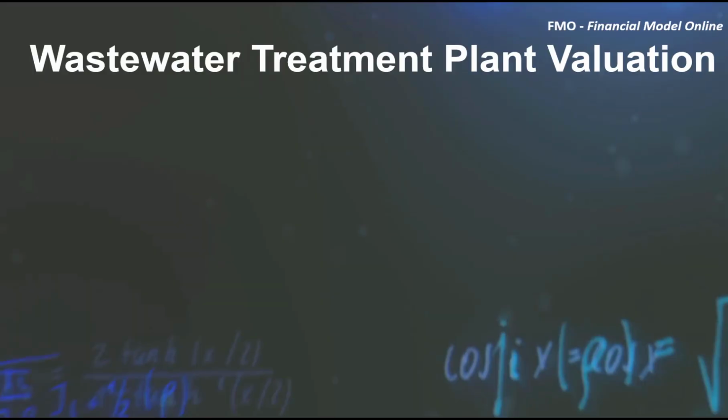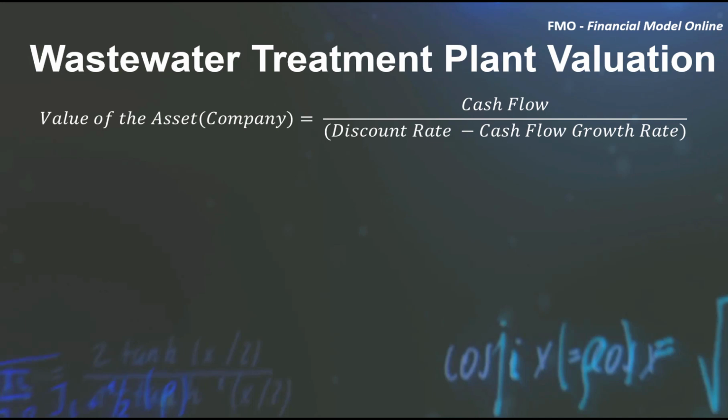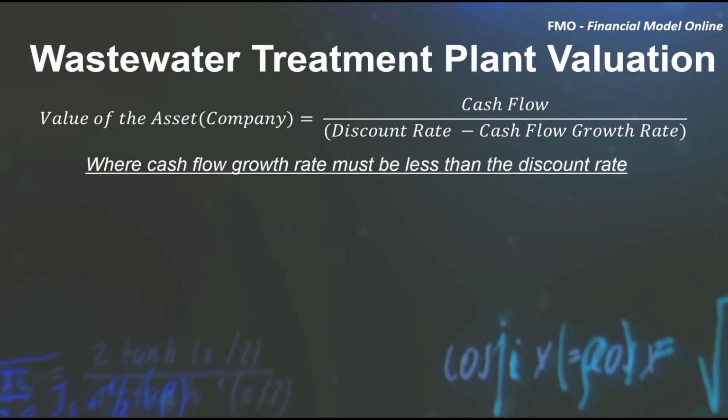So in this lesson, we'll be working on the valuation. The general formula for valuation of an asset or a company is cash flows divided by the discount rate less the cash flows growth rate. And the cash flows growth rate must be less than the discount rate.